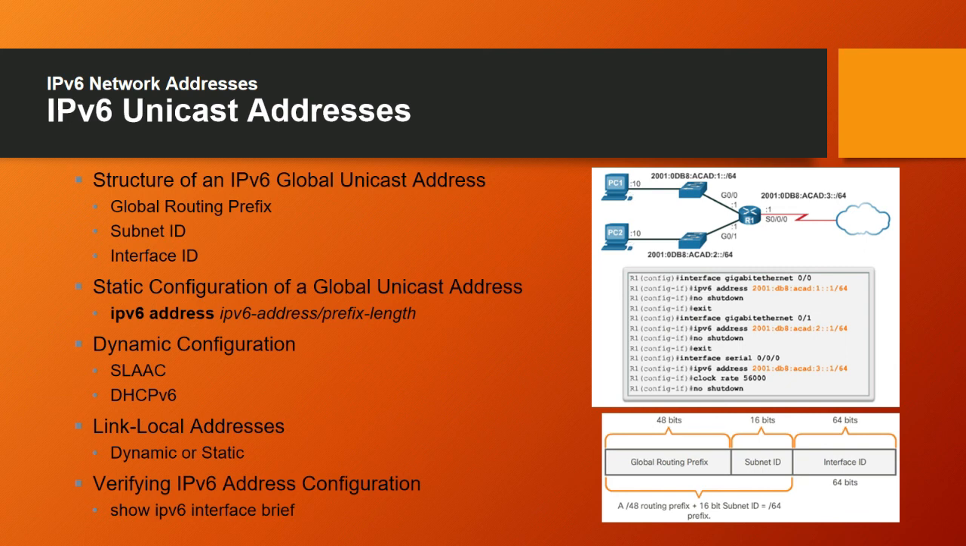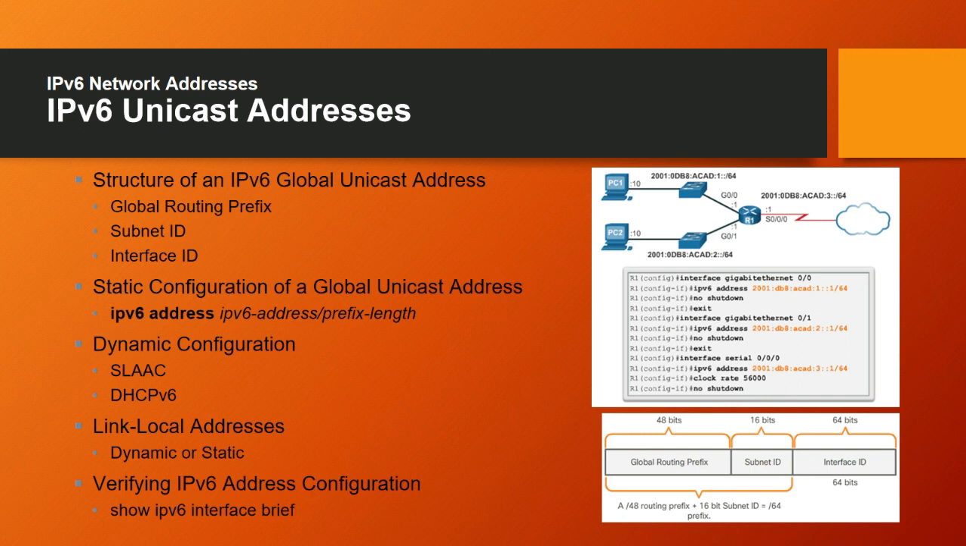Structure of an IPv6 global unicast address. Global routing prefix: the global routing prefix is a typically hierarchically structured value assigned to a site, a cluster of subnets or links. The subnet ID is an identifier of a link within the site. The interface ID is used to identify an interface on a link. Interface IDs are required to be unique within a subnet prefix.